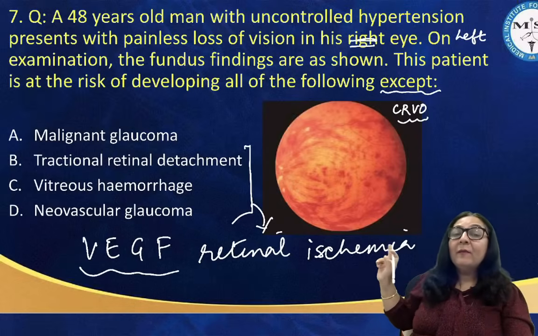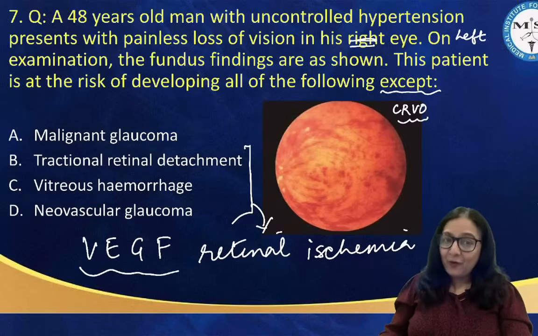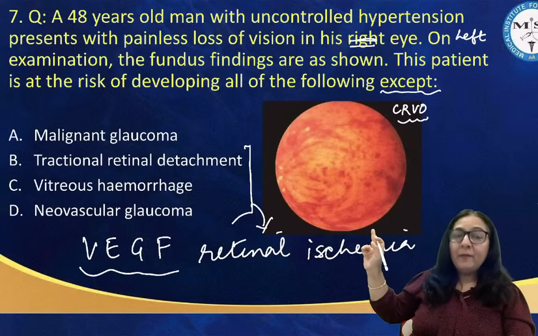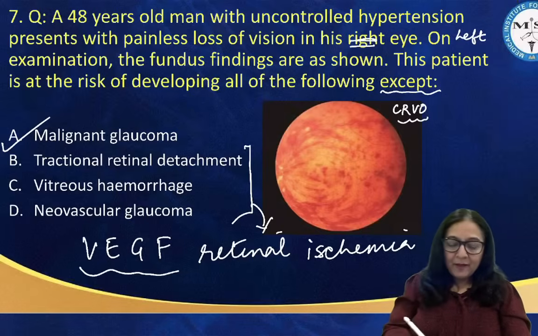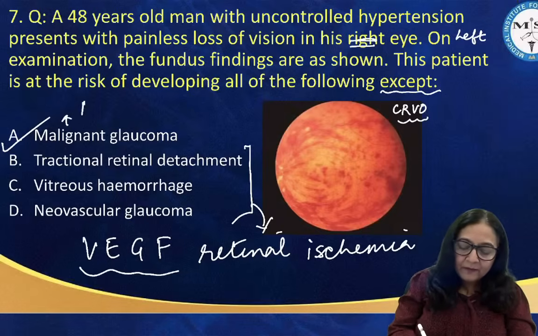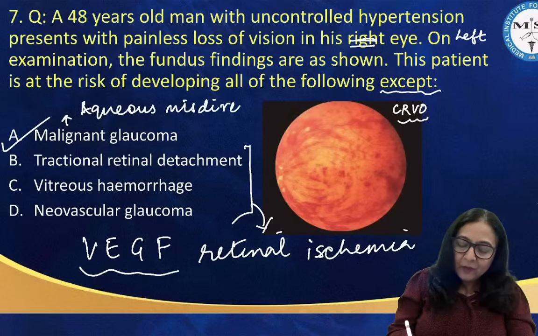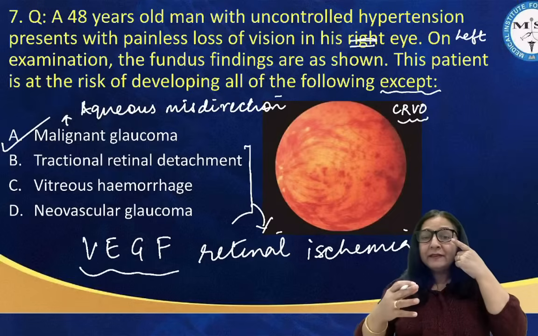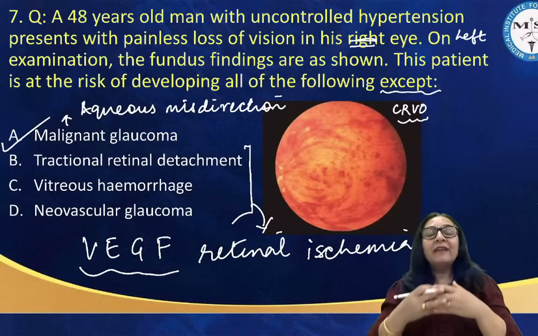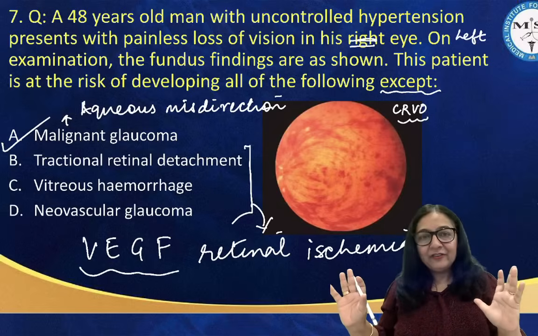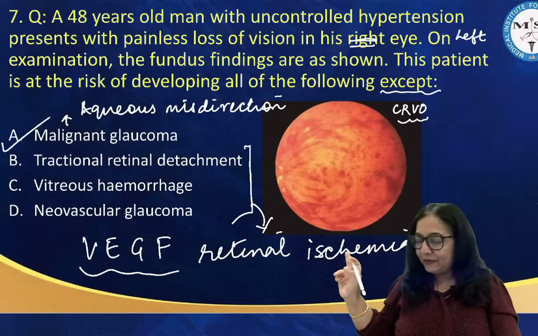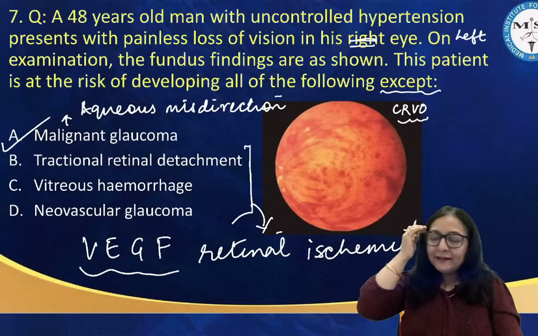The neovascular glaucoma in cases of CRVO is also called 90-day glaucoma or 100-day glaucoma. But malignant glaucoma has no relation to central retinal vein occlusion. Malignant glaucoma is because of aqueous misdirection. Most of the time, it's a rare complication of cataract surgery or trabeculectomy surgery. So malignant glaucoma has no relation here, and that is the answer to this question. All of you are clear?